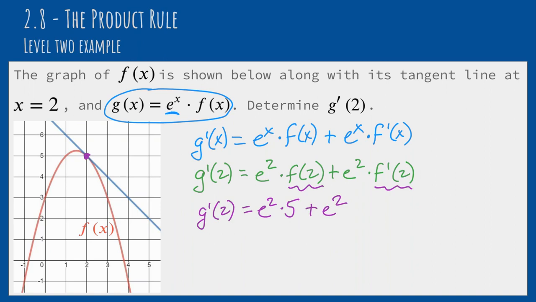and then f prime of 2 is the slope of the tangent line. Tangent line is given to us here. It's pretty clear here that it's going through those lattice points, so that has a slope of negative 1, and that's it. We don't have to do anything else. If we did simplify here, we're going to have 5e squared minus e squared, which would be 4e squared.